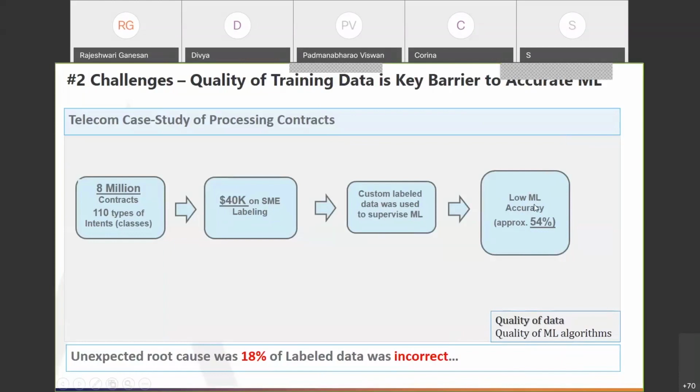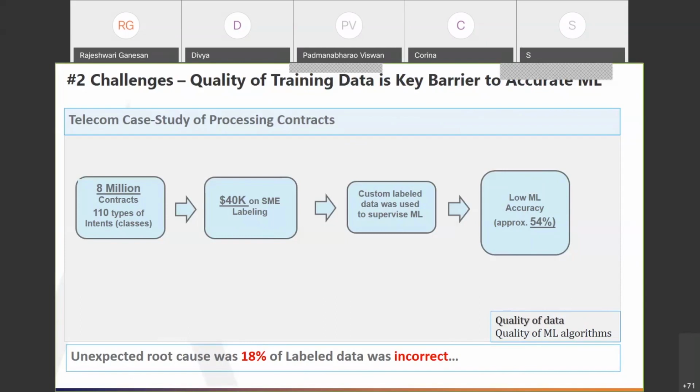And finally, when we built the ML model in the first iteration, we were shocked, because after spending 2 months of effort and so much money, we realized our accuracy was just about 54%. And what we realized was a very unexpected thing: even though we had SMEs on board, 18% of the label data was incorrect. These were largely due to three reasons. The first was the lawyers' inability to know how to tag the data, the second was inconsistency between the lawyers in the way they were tagging the data, and the third category was simply mistakes.